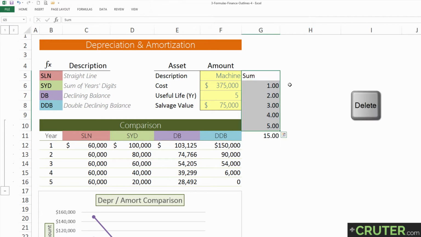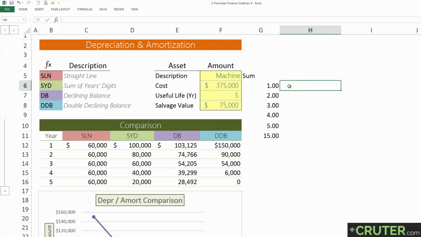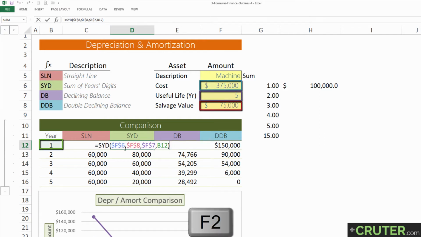Let's go ahead and get rid of this, and let's calculate how much the first year would be. So I'm going to take the cost less the salvage value and then multiply that against 5/15ths, therefore getting $100,000 worth of depreciation in the first year. And just as we'd expect, Excel's formula for the SYD formula has calculated the exact same thing, $100,000 in the first year. So if we take a peek at this formula, you can see it's asking for the cost, the salvage value, the life, and then the period.